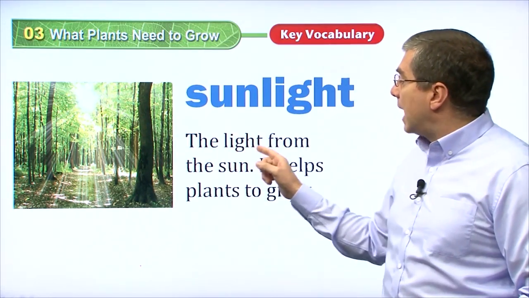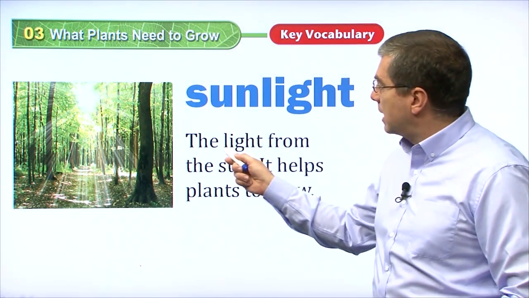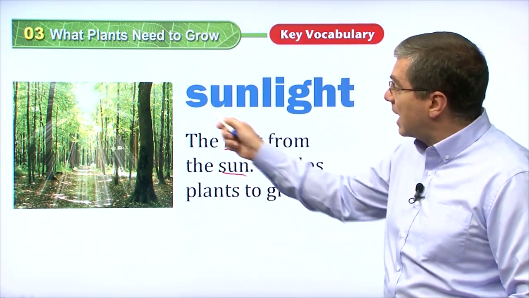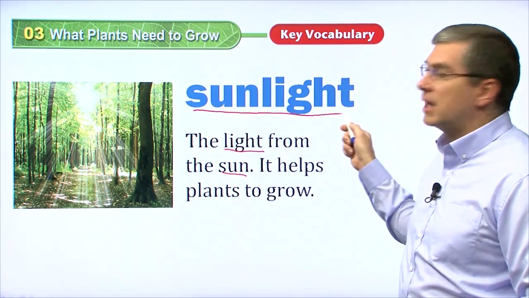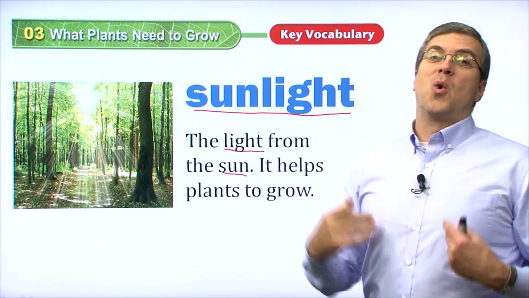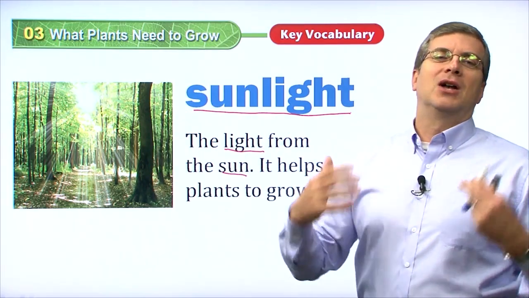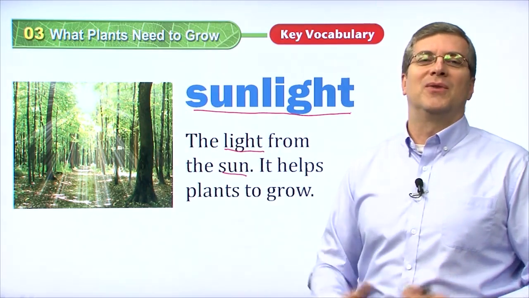Sunlight is the light, and we have that word again, the light from the sun. We put these two words together, and we get sunlight. It's very warm, isn't it? If you go outside, let the sunlight on your body. It's very warm, very nice.